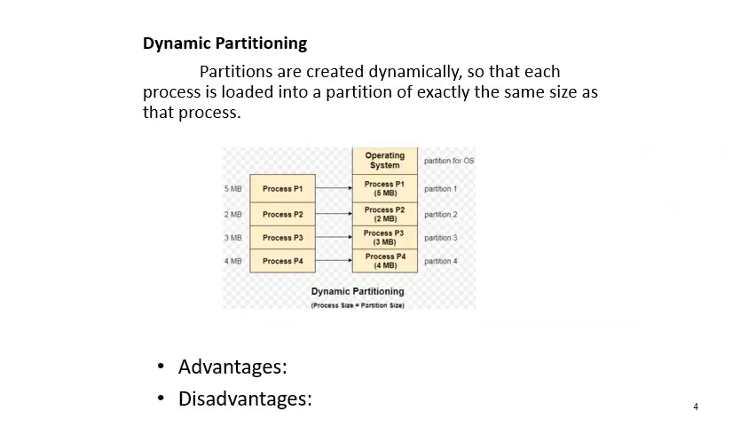Next, moving to dynamic partitioning. In dynamic partitioning, the partitions are created dynamically so that each process is loaded into a partition of exactly the same size as the process. The process size will be equivalent to the partition size. If there are 4 processes, the memory will be partitioned into 4.